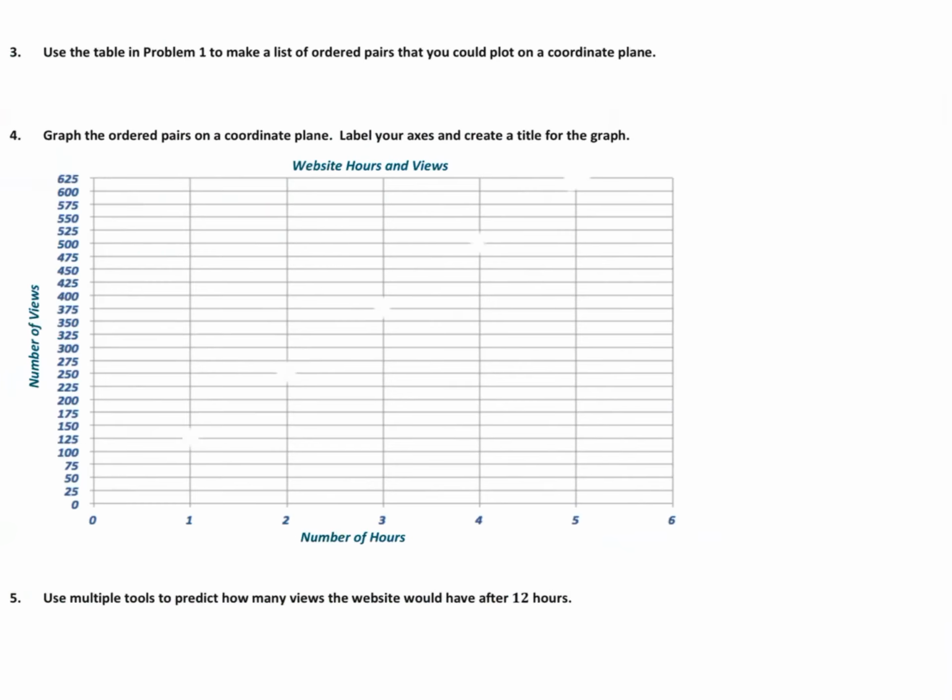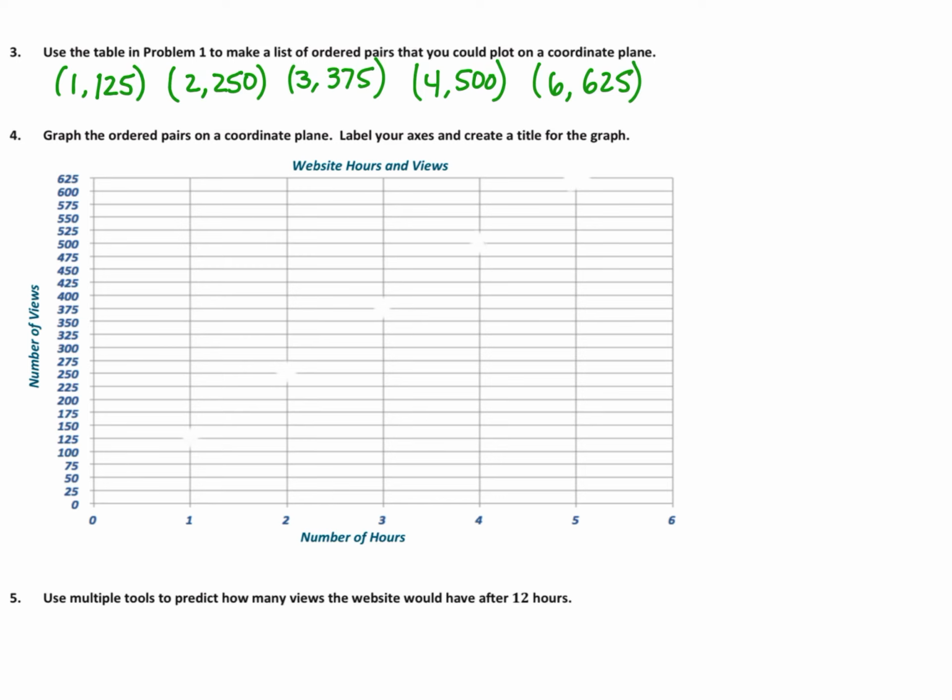Number 3, use the table in problem 1 to make a list of ordered pairs that you could plot on a coordinate plane. We had 1, 125, 2, 250, 3, 375, 4, 500, and 5, 625.